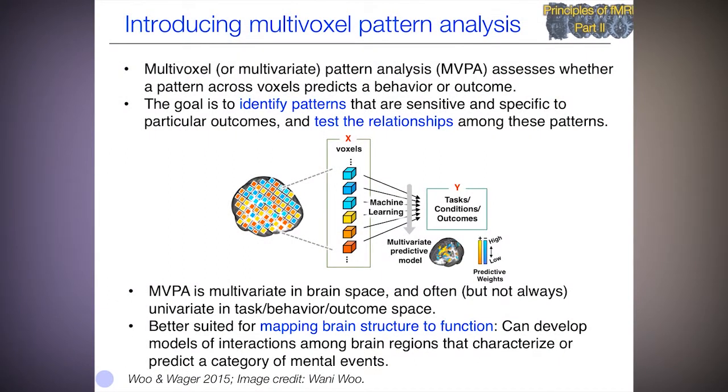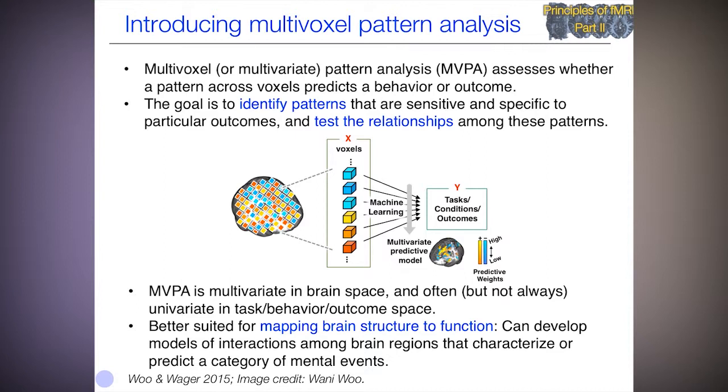It assesses whether a pattern across brain voxels predicts a behavior or an outcome. So the goal now is to identify patterns that are sensitive and specific to particular outcomes, and then we can use those patterns to test the relationships among them and understand something about how the brain represents those different outcomes. So MVPA is multivariate in brain space, unlike the standard mapping analysis, and it's often, but not always, univariate in the task or behavior or outcome space, whatever you're trying to predict. There are some exceptions, but most analyses are univariate in outcome space. We're trying to predict one outcome.